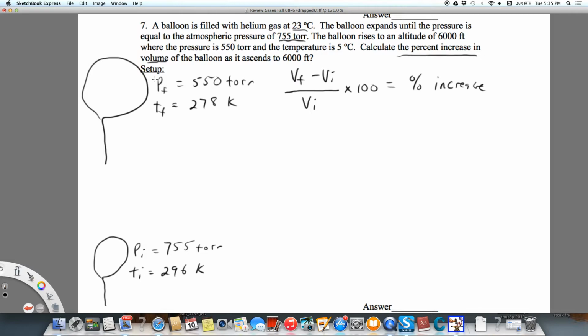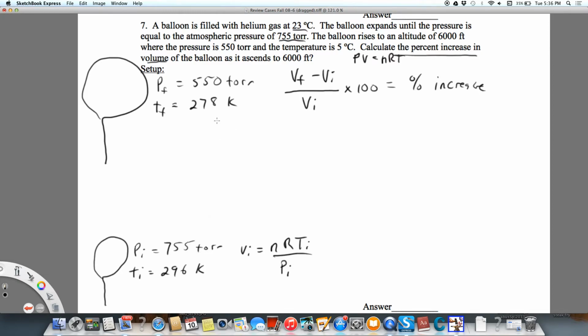Well, we're not going to be able to solve for V directly, but we can solve for relative what V is. Here's what I mean by that. An initial volume, knowing that we'll write up here PV equals nRT, right? So our initial volume is going to be nR T initial over our pressure initial, right? That's solving PV equals nRT for initial volume.